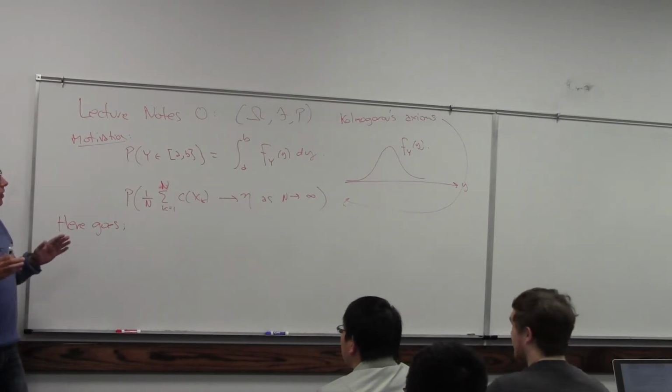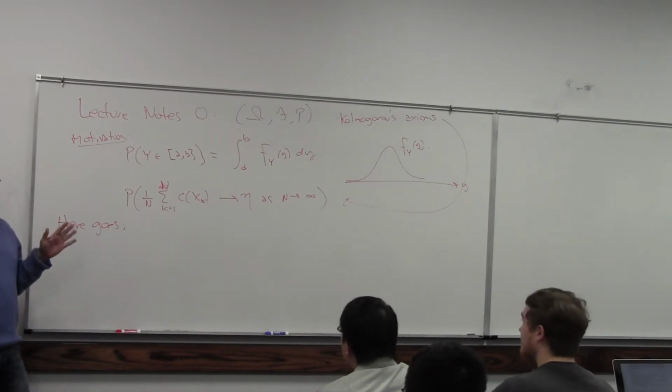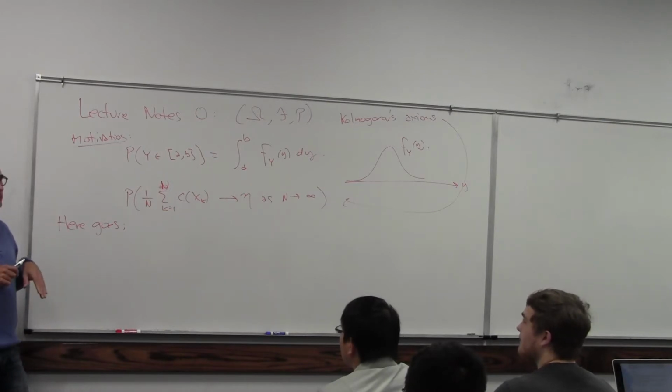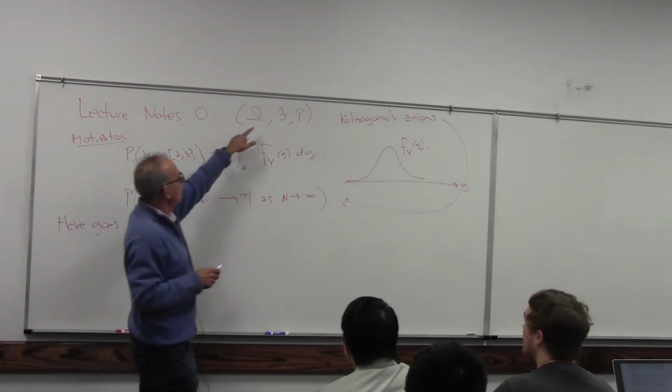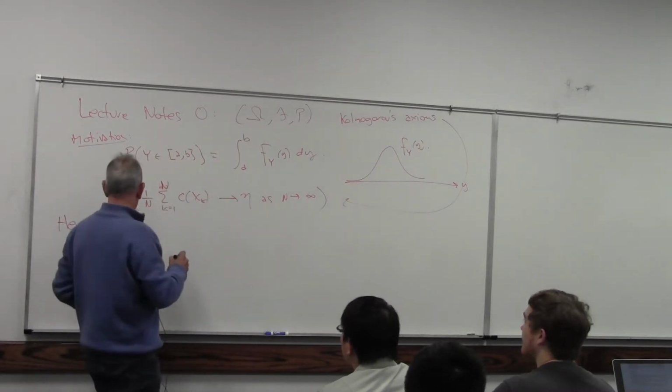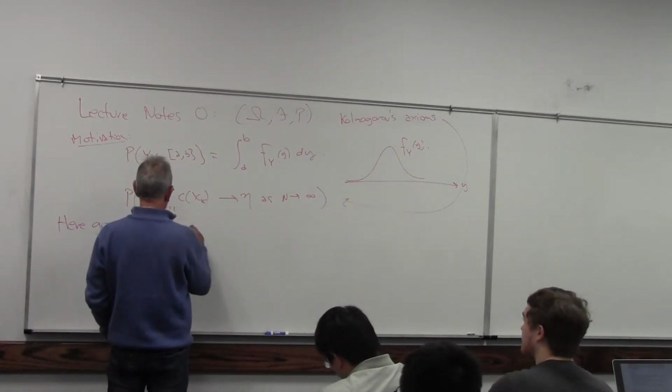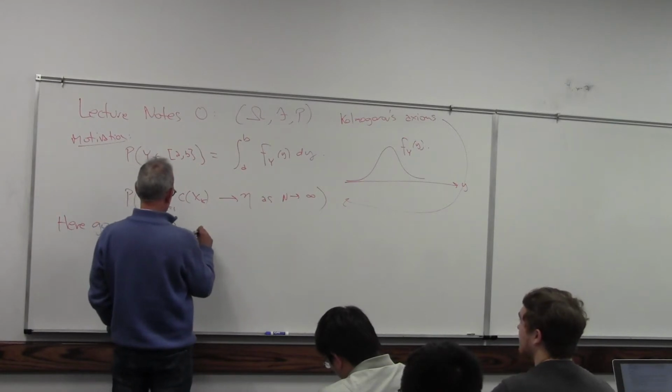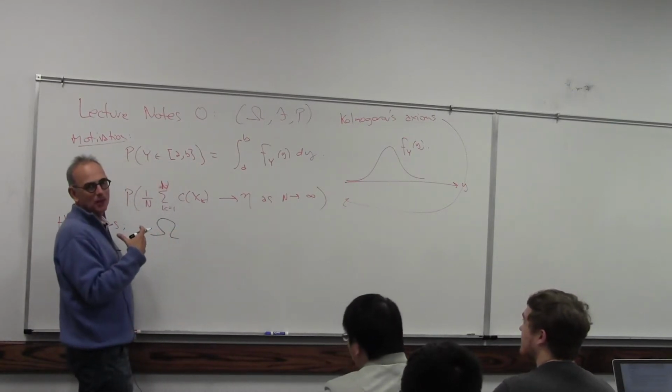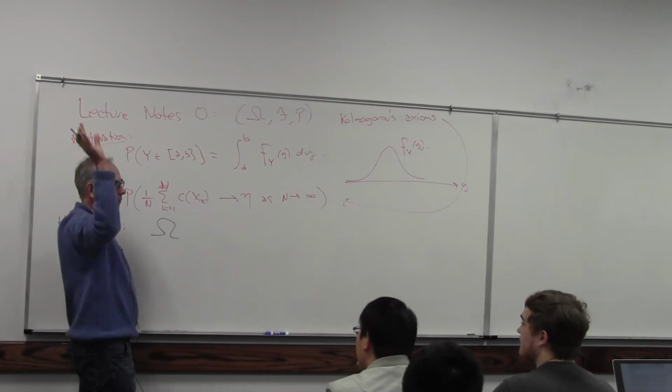So Kolmogorov's approach, which is the approach to probability, it's the only approach there is for stochastic processes, is that this capital omega represents the entire world.